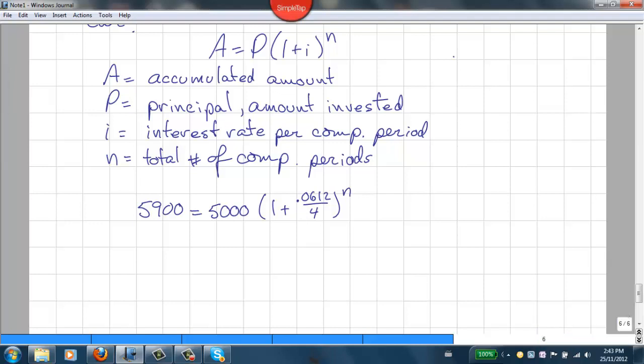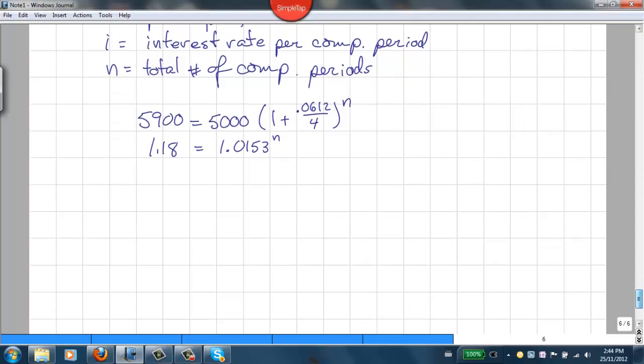We're going to move the 5,000 over to the other side. So 5,900 divided by 5,000 is going to give us 1.18. And inside the brackets we can clean that up. 0.0612 divided by 4 is 0.0153. So we get 1.0153 to the power of n on the right hand side. Now we test different values of n until we get 1.18. So that's our systematic trial part.